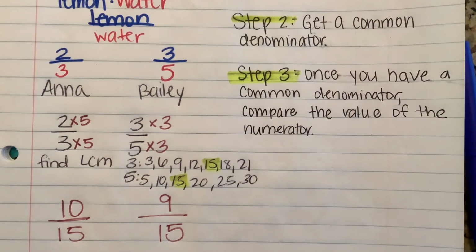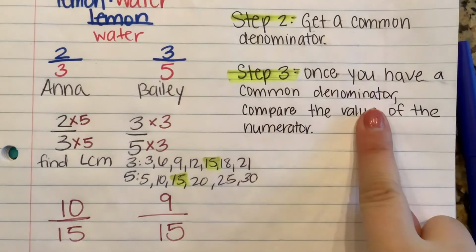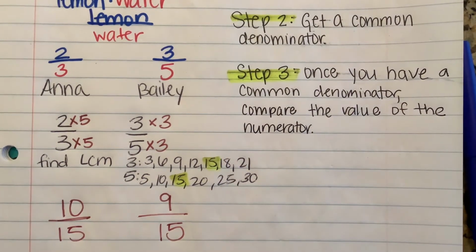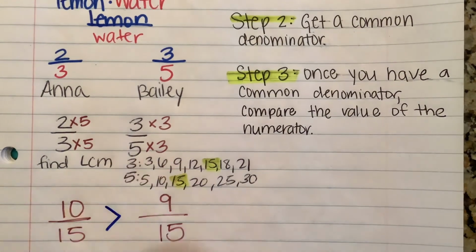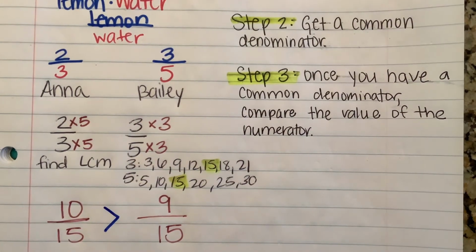Let's read step 3 together. Once you have a common denominator, compare the value of the numerator. So we're just looking at our numerator, our top number. Which one is bigger, 10 or 9? Okay, easiest question of the day. The bigger number is 10. So therefore, the fraction 10 over 15 is greater.